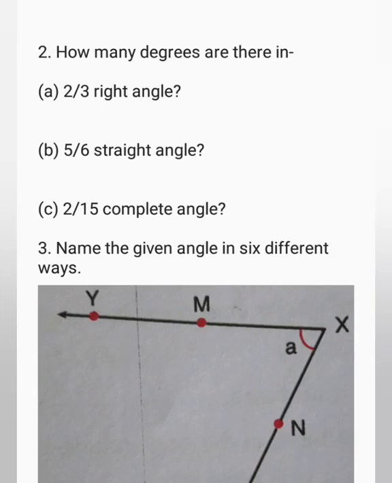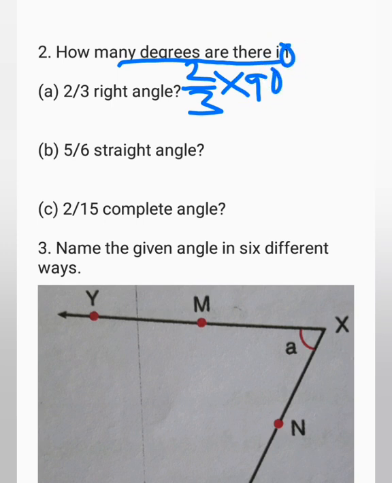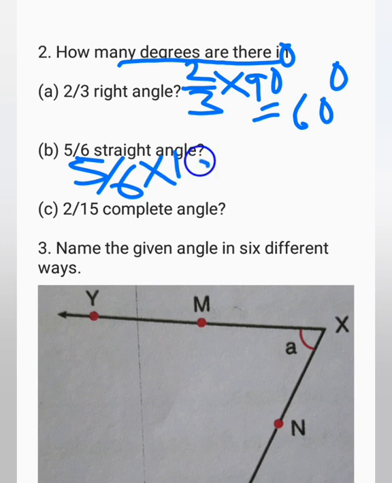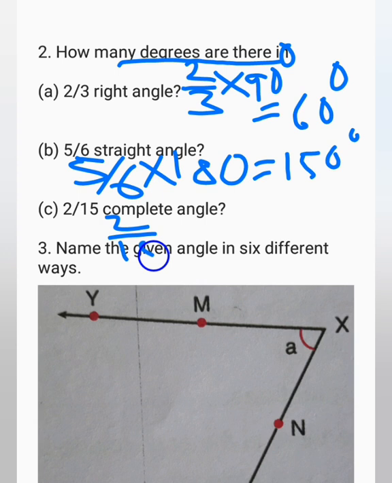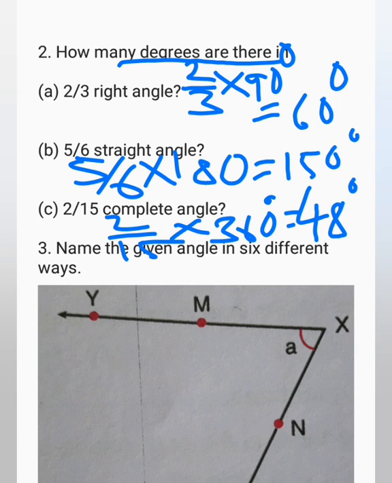Now the next question. How many degrees are there in 2 by 3 of a right angle? 2 by 3 into 90 equals 60 degree. 5 by 6 of a straight angle, 5 by 6 into 180 equals 150. 2 by 15 of a complete angle means 360 divided by 15, we will get 24. 24 into 2 is 48 degree.